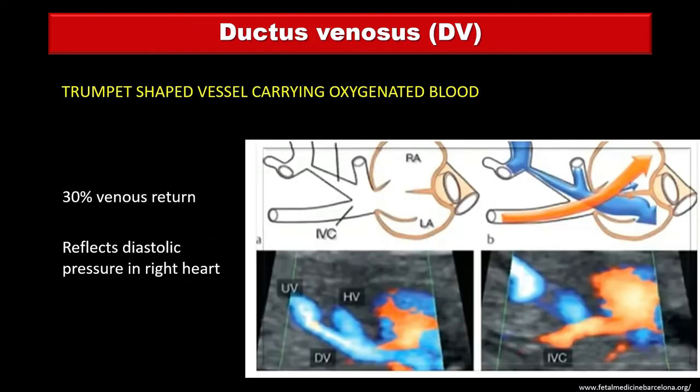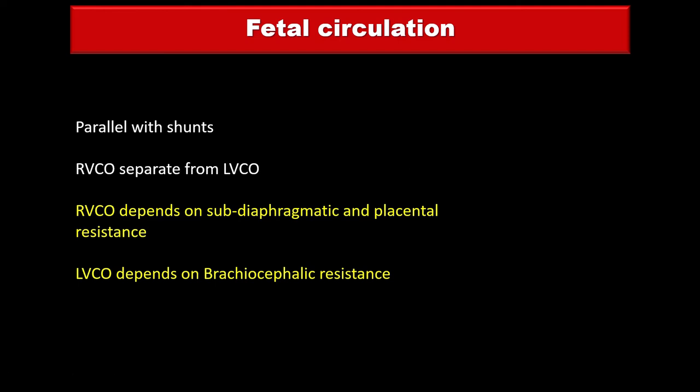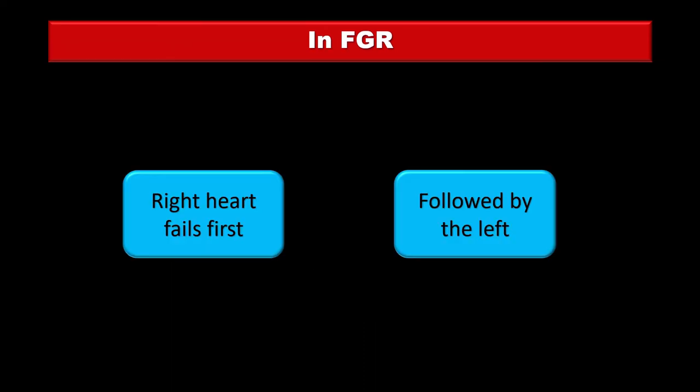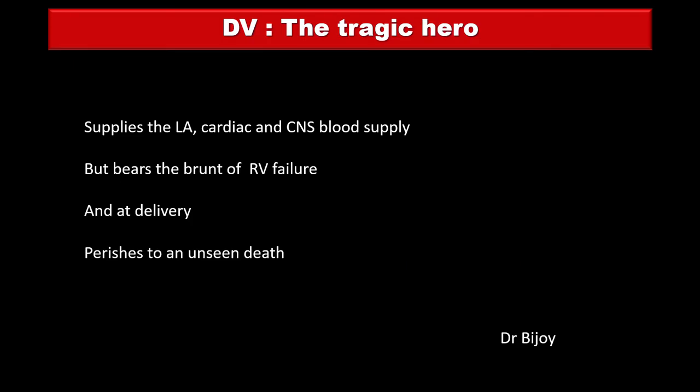Coming to ductus venosus, this is a trumpet-shaped vessel which carries oxygenated blood from the umbilical vein to the right heart and through the foramen ovale to the left heart. So it reflects the diastolic pressure in the right heart. And this is to say that right ventricular cardiac output depends on the placental resistance, whereas left ventricular cardiac output depends on brachiocephalic resistance. And in FGR, the placental resistance increases and the cerebral resistance drops. And so the right heart fails first, and this is followed by the left heart.